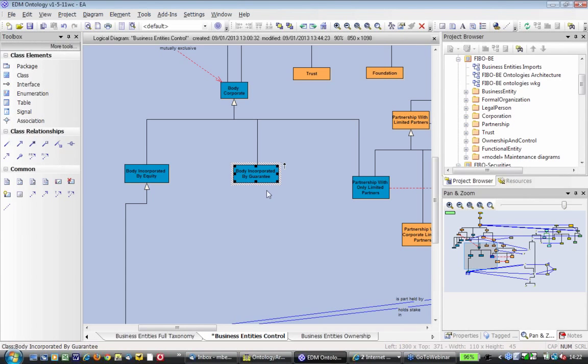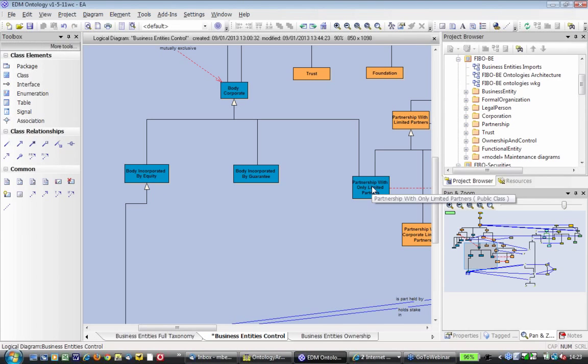a body corporate. But where I'm going with this is, let's take the simple example of the partnership with only limited partners. There are no general partners to pass liability through to. The entity itself clearly carries its own liability. It is a body corporate. Now, all of that is non-mutually exclusive with whether the partnership is incorporated by equity or by guarantee.